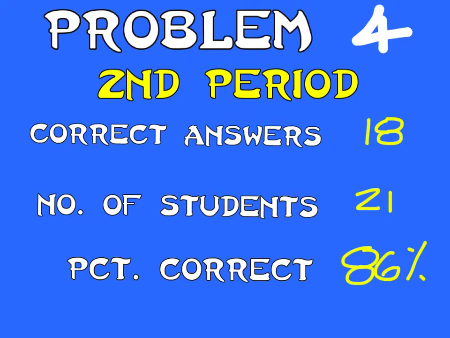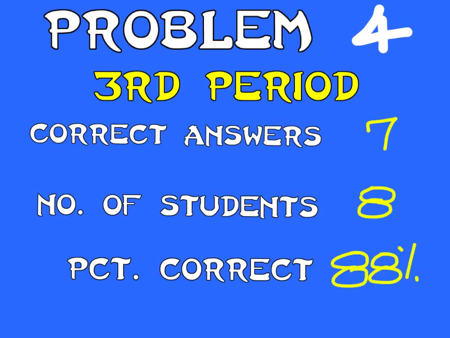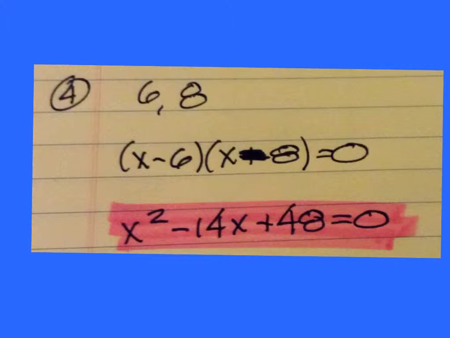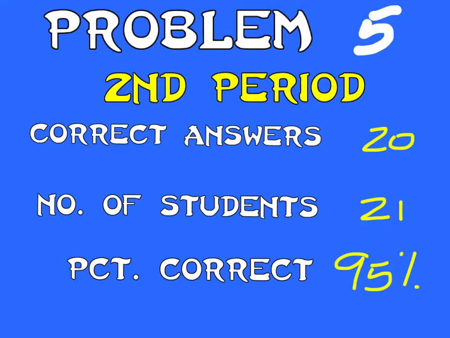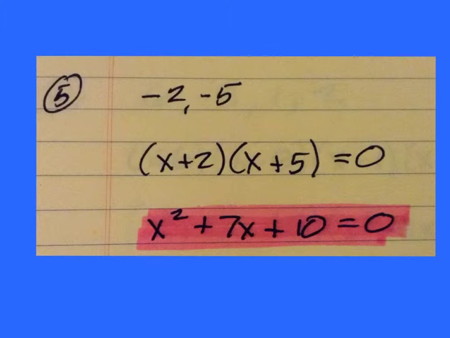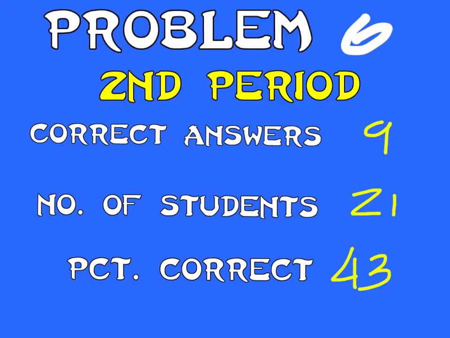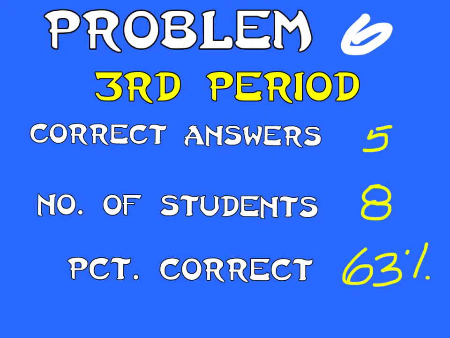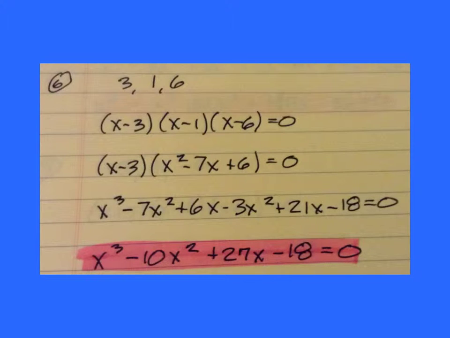All right, problem 4, 86% in second period, 88% in here. X squared minus 14x plus 48 equals 0. Problem 5, second period, 95%. Third period, 100%. You don't need for me to read that out. And second period, 43% for number 6, and third period, 63%. X to the third minus 10x squared plus 27x minus 18 equals 0.